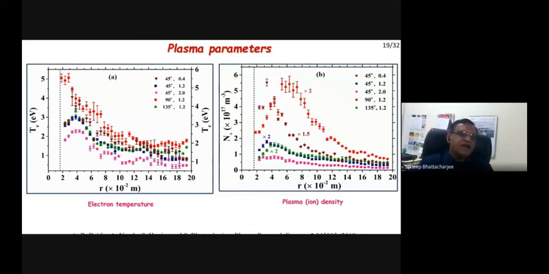If you remember, in the magnetosphere also there is an inward diffusion from the outward region of the magnetosphere, which is driving particles inward towards the inner magnetosphere. So this is a very interesting finding which has been verified in the laboratory.